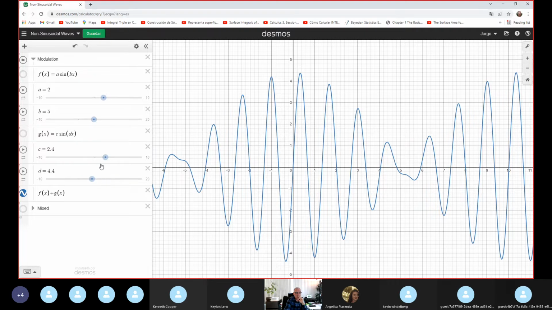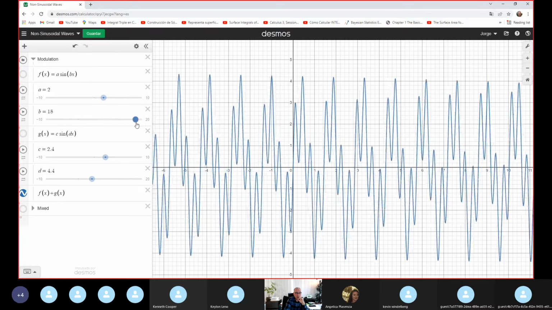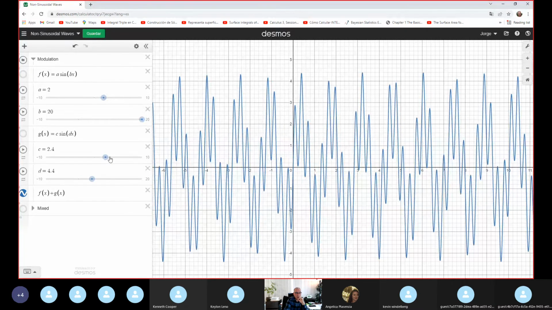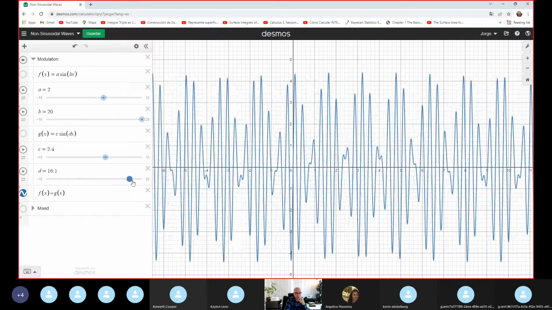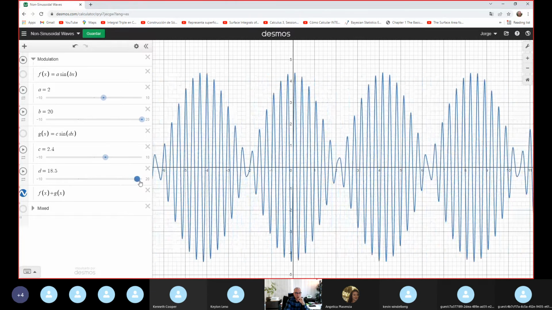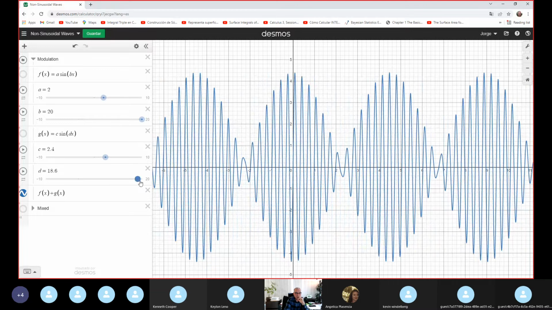Let me try, for example, B I put like 20 and D I put close to 20. Look, close to 20, close to 20, 19 point something. Do you see the effect of modulation? If it's 20, no. But when it's close, the sum of these is this modulation.